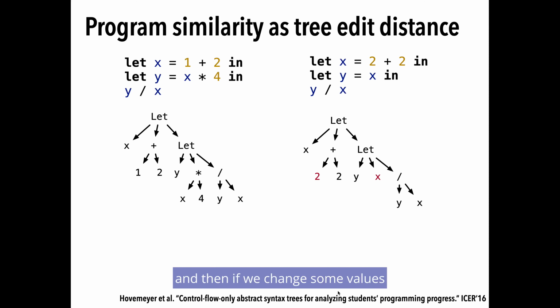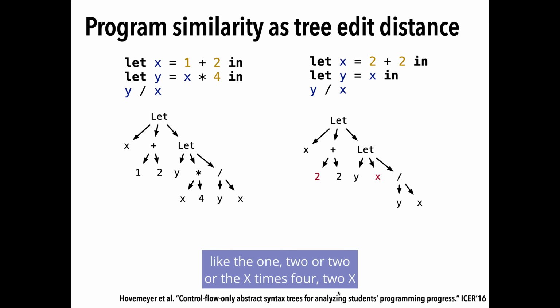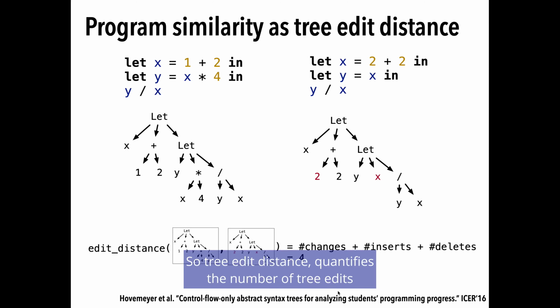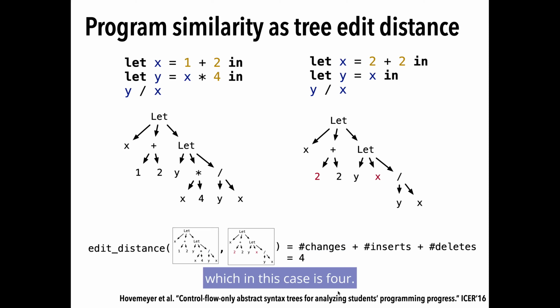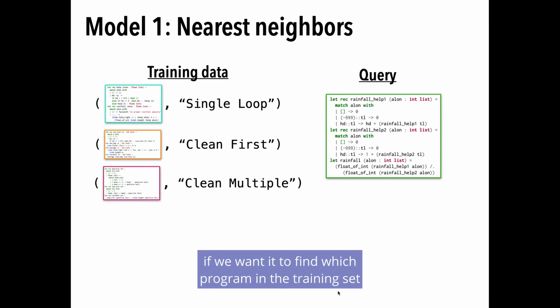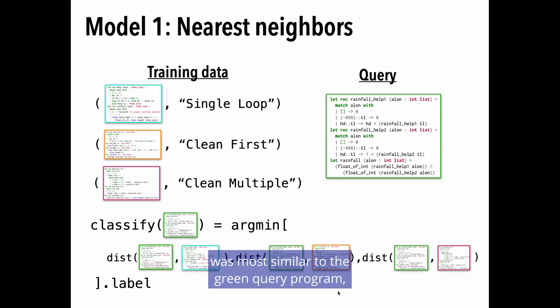And then if we change some values, like the 1 to a 2 or the x times 4 to x, then these are like edits on a tree. So tree edit distance quantifies the number of tree edits you would need to turn one tree into another, which in this case is 4. So in the context of nearest neighbors, if we wanted to find which program in the training set was most similar to the green query program, then we would compute the tree edit distance between each pair. So distance of green to blue, green to orange, green to red. And then the classifier would return the label of whichever program had the smallest distance.